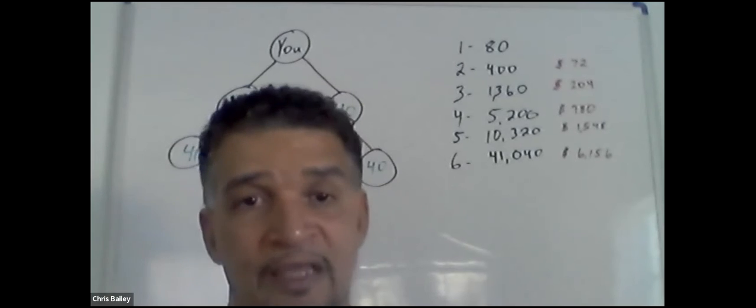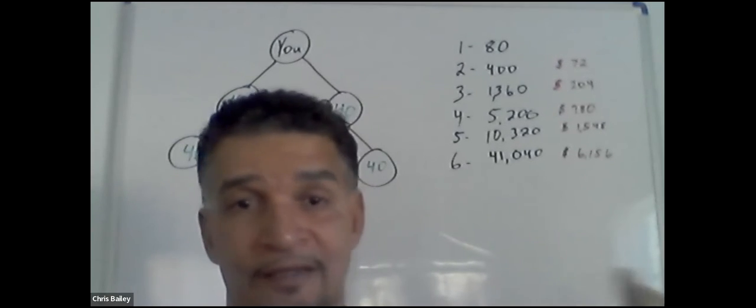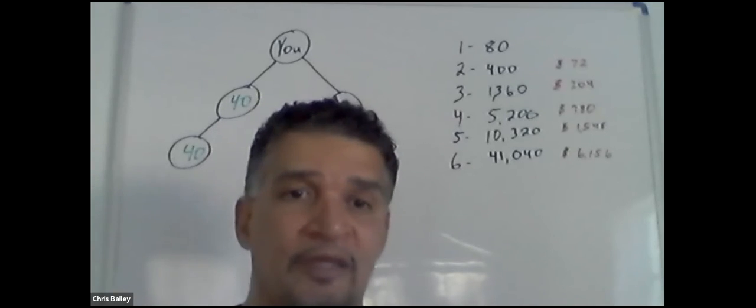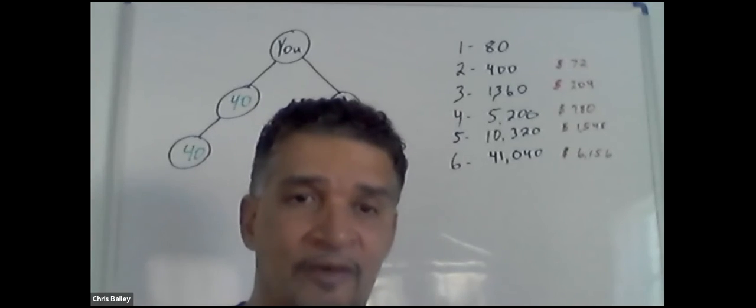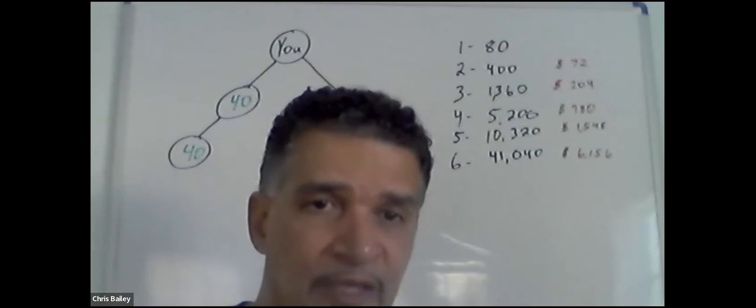Also, I want you to understand that when someone buys a new starter kit, that does not go in the binary. That gets paid out as a bonus check. It's their orders after their first calendar month that go into the binary.